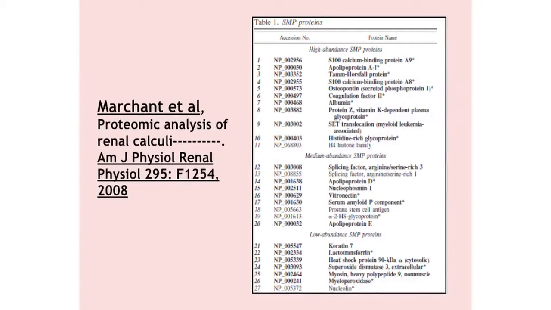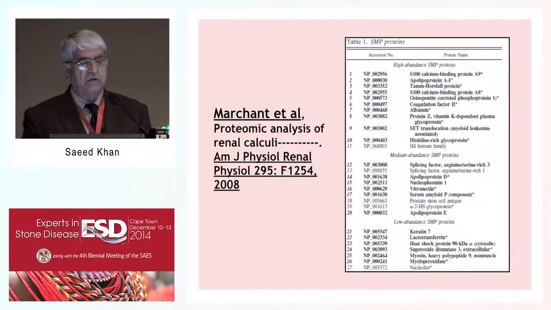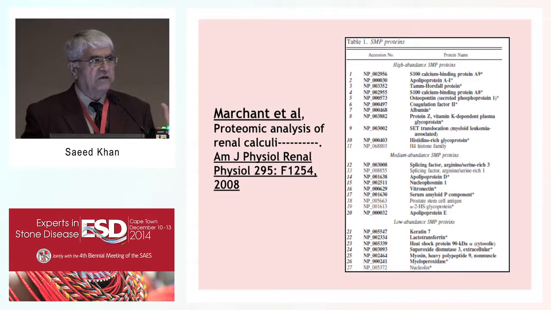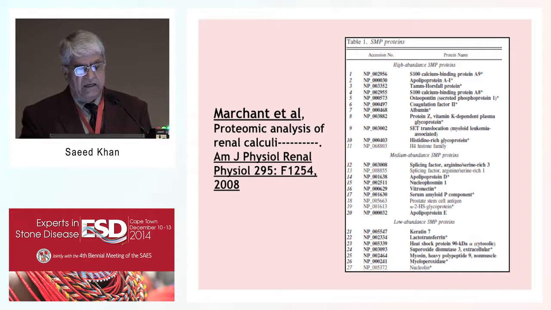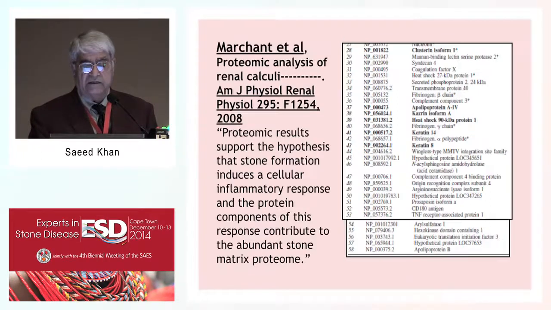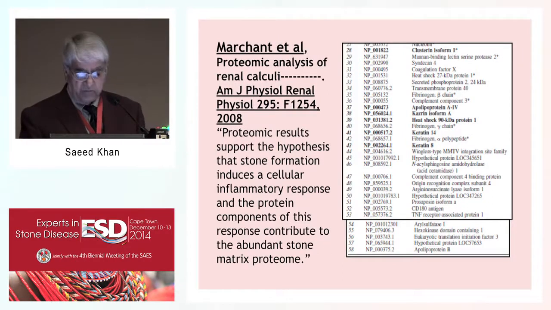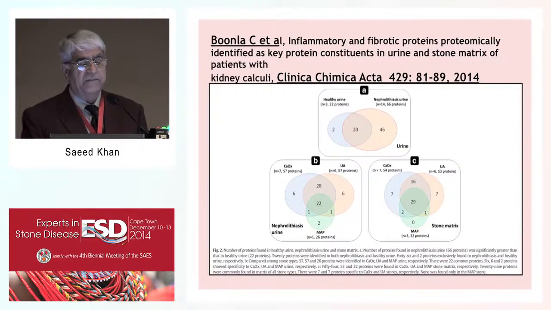Coming to the most important study of urinary macromolecules, it has actually happened not in the urinary area, but people have started doing proteomic analysis of the stone matrix. Here I'm showing proteomic analysis of renal calculi from a 2008 publication. When you start looking at it, the number of macromolecules or proteins people find in the stone matrix is incredible.